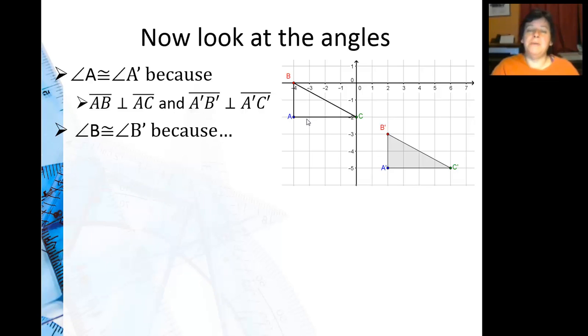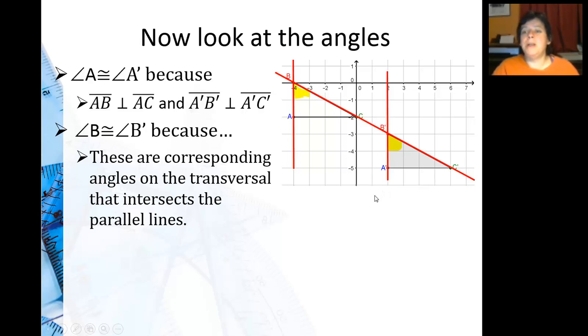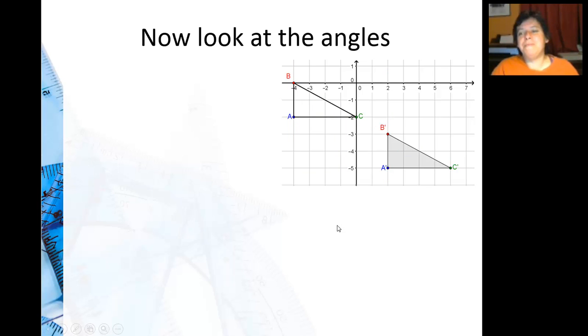Angle B is congruent to angle B prime because, well, let's draw a transversal. So I kind of put these triangles this way on purpose so I can line them up. And then I'm going to draw the two parallel lines going vertically. Highlighting the angles, you should see that those are corresponding angles. Well, if the verticals are parallel, which they are, then the corresponding angles are congruent. So these are corresponding angles on the transversal that intersects the parallel lines. So angle B is congruent to angle B prime.